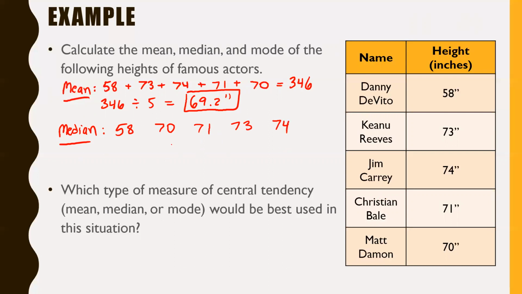The median is the middle number in the data set when organized from least to greatest. That would be 71. So 71 inches is the median average. Notice how it's a little bit different than the mean. It's a different number, okay?